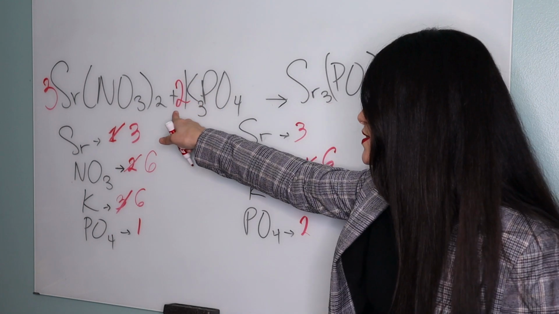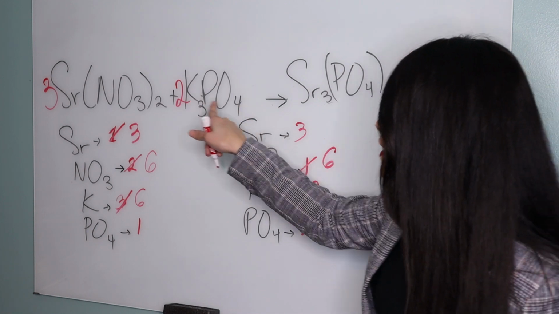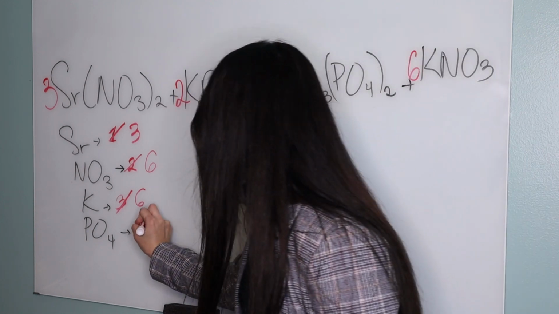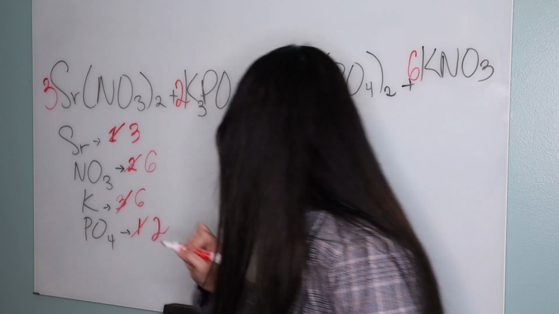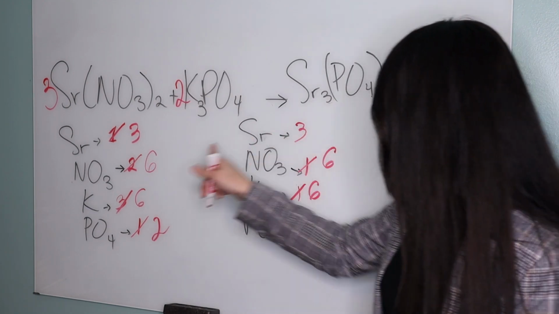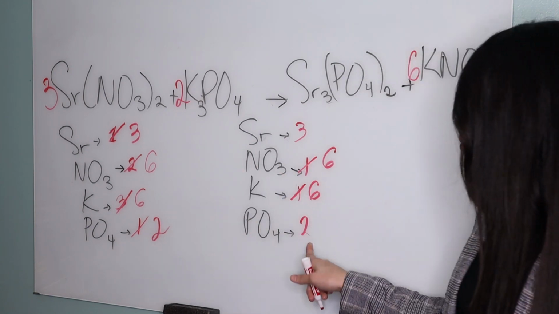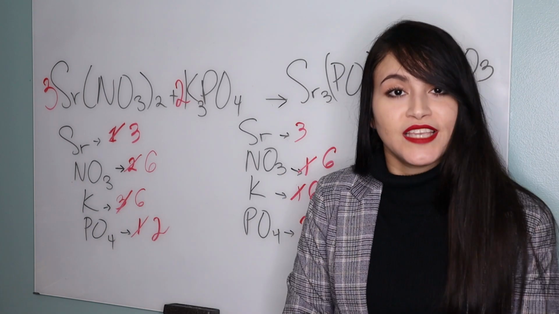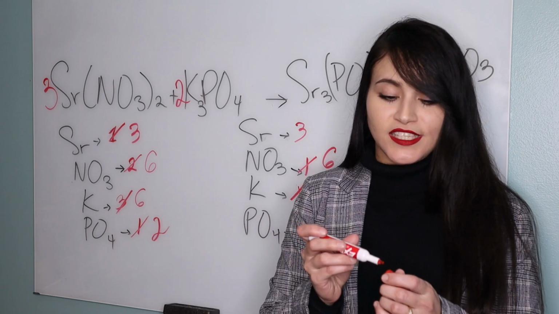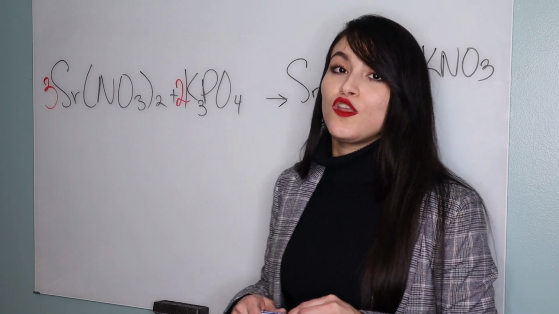But now because that 2 is there, it's also impacting our phosphate. So instead of 1, now we have 2 times 1, which equals 2. So a final look, we have 3, 3, 6, 6, 6, 6, 2, 2. We're good. We're done with that. Now let's go ahead and look at the solubility rules to write the physical states.